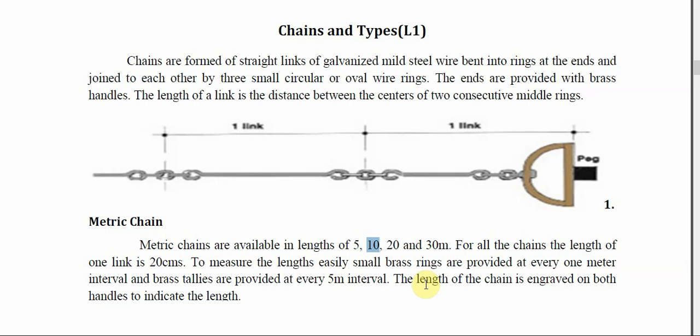So each chain is made up of several 20 centimeter links. In 20-meter chain, there are 100 links of 20 centimeter. In 30-meter chain, there are 150 links of 20 centimeter. Now, in this chain, to measure the length easily, small brass rings are provided at every 1 meter interval.